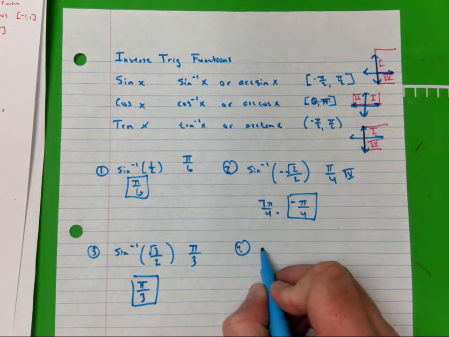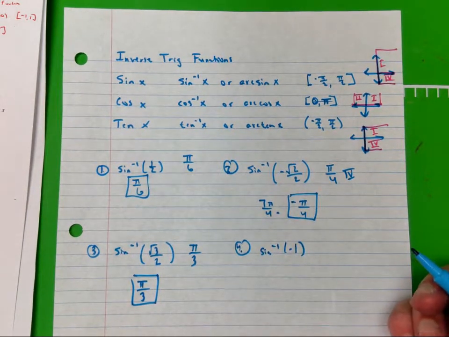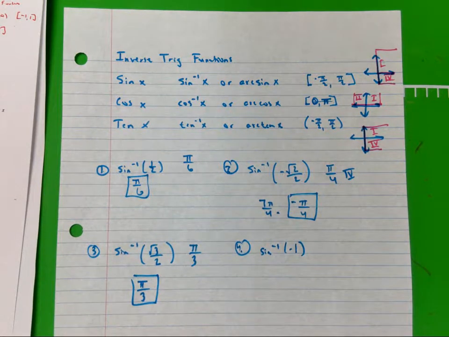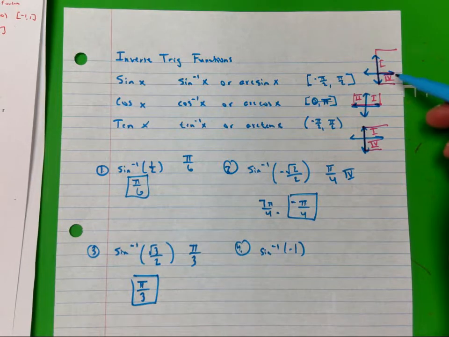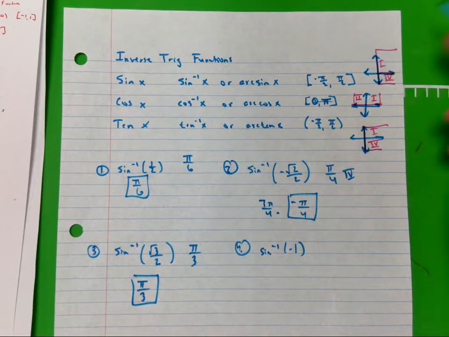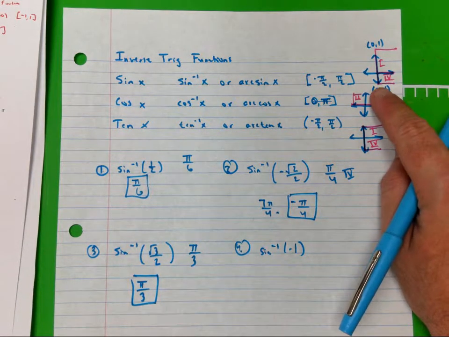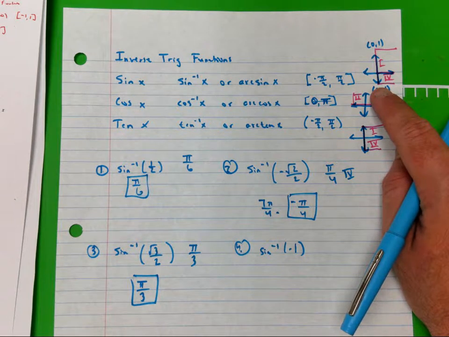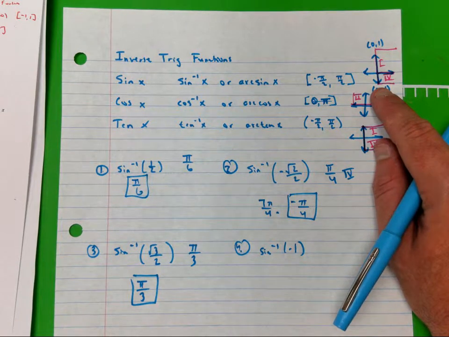Number 4, arc sine of negative 1. Okay, your y value is negative 1. Well, guys, it's going to be between quadrant 1 and 4. You know up here is 0, 1, and this is 0, negative 1. I know it's dealing with this point right here, which is 3 pi over 2. But we can't use 3 pi over 2. We have to find another way to write 3 pi over 2.